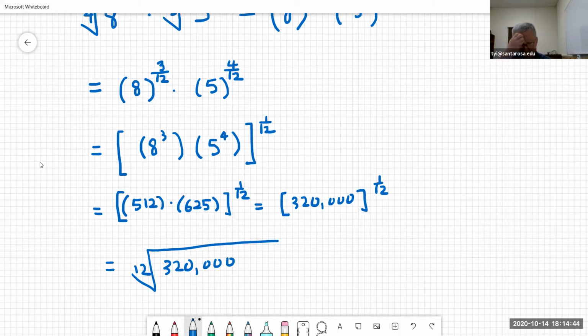Now, does it prove anything? No, not much. All we can do here is show that even though we have a different base, we can still put them into the radical form, but you're still going to have to use your calculator to find out what is the 320,000 to the 12th power, right? So that's not going to be something that you want to do by hand, right? Because it takes a long time.